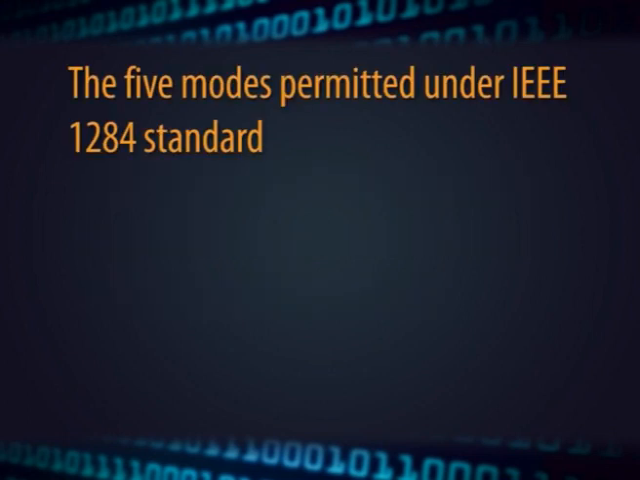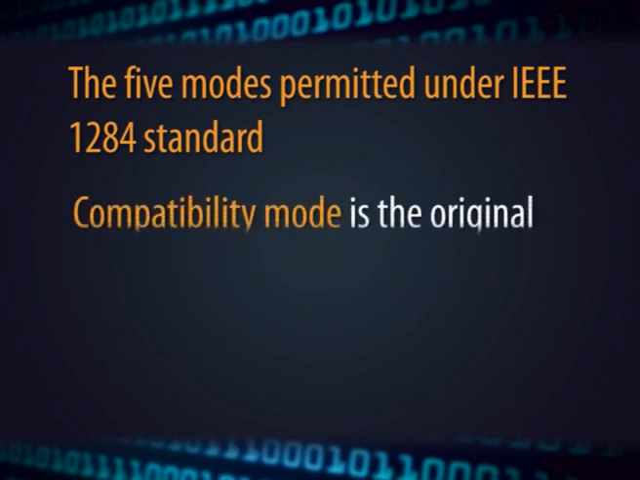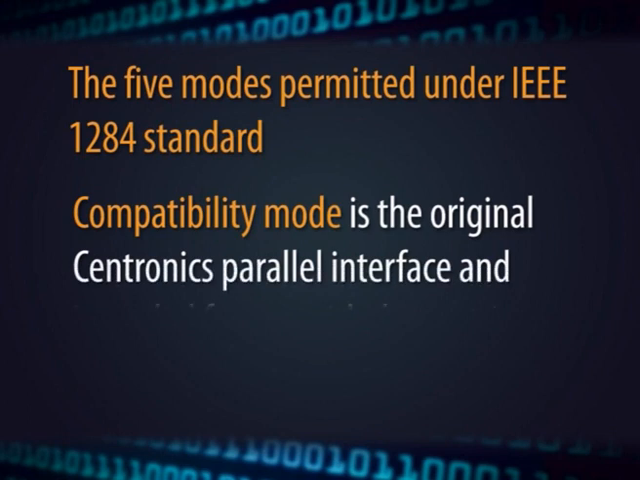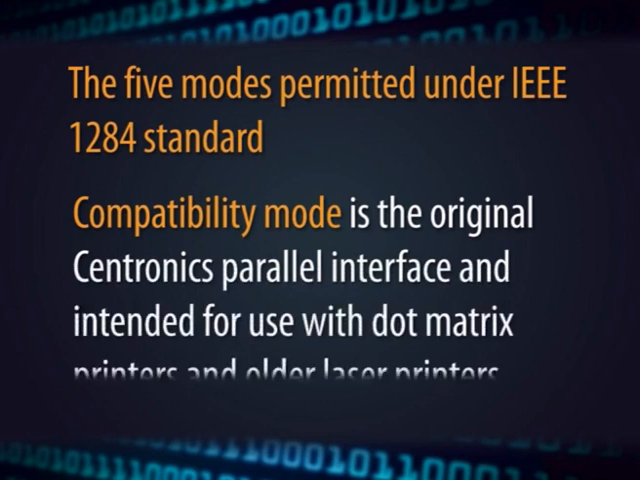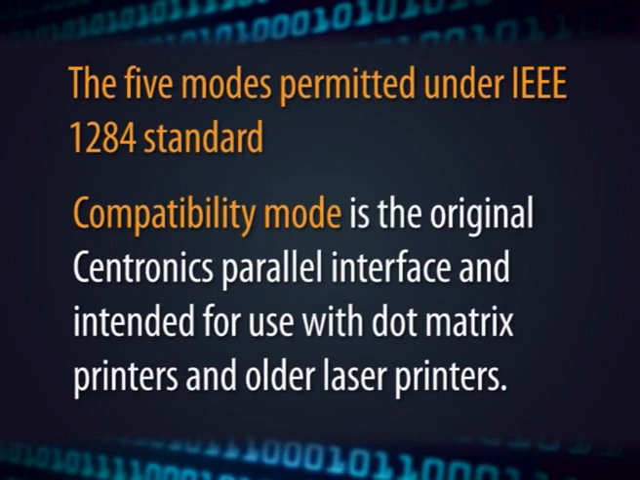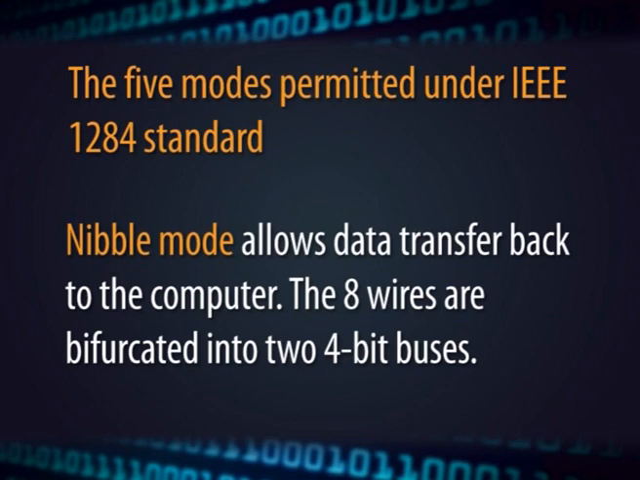The 5 modes permitted under this standard are: 1. Compatibility mode is the original Centronics parallel interface and is intended for use with dot matrix printers and older laser printers. The compatibility mode can be combined with the 4-bit nibble mode for bidirectional data transfer. 2. Nibble mode allows data transfer back to the computer.